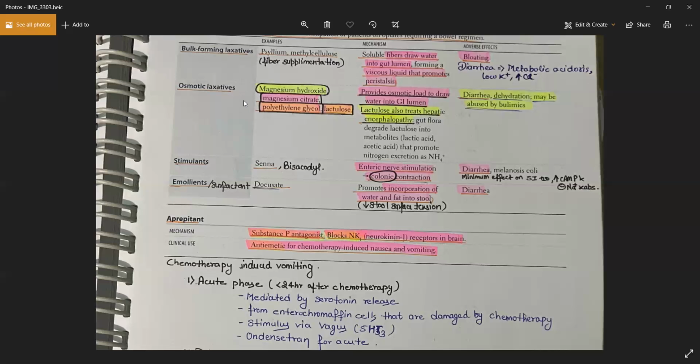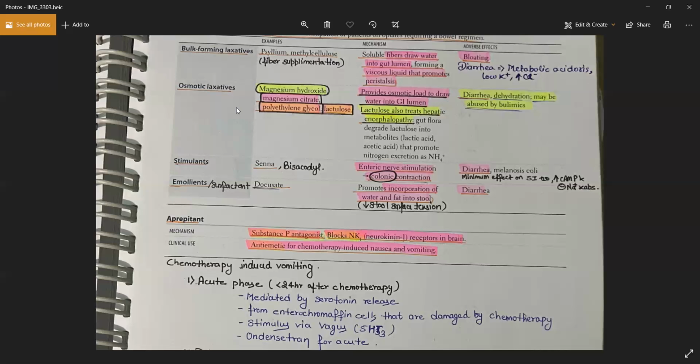Okay. The other thing, the lactulose, could also be useful for hepatic encephalopathy. We have discussed that already, right? They can cause diarrhea, metabolic acidosis, low potassium, high chlorine, right? And they can also cause dehydration. Sometimes these osmotic laxatives can also be used by bulimics for weight loss. Okay, very important to note.